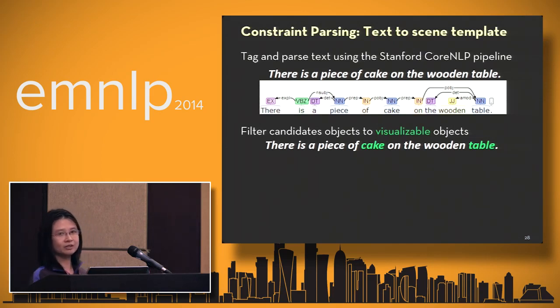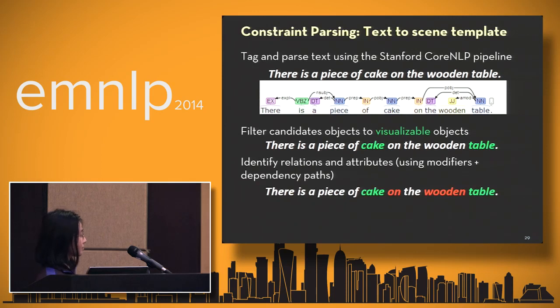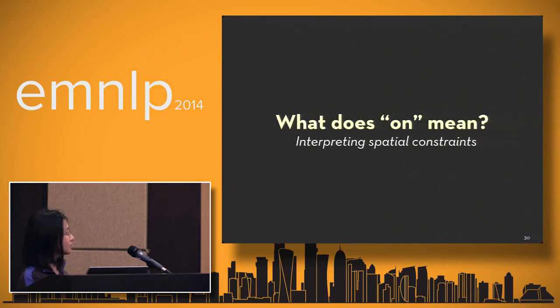This can be done with either a list of categories of visualizable objects or by using WordNet for physical objects. And then next we will identify relations and attributes by looking at modifiers and dependency paths. And we will extract things like the cake should be on the table and the table should be made of wood. I'm not going to go into the details of how this is done, but it's just using some simple rules explained in the paper.